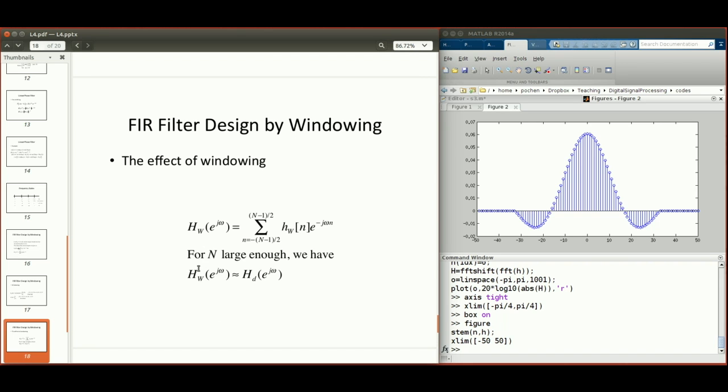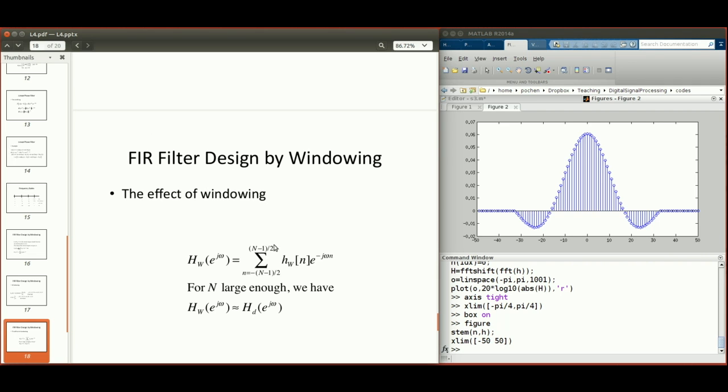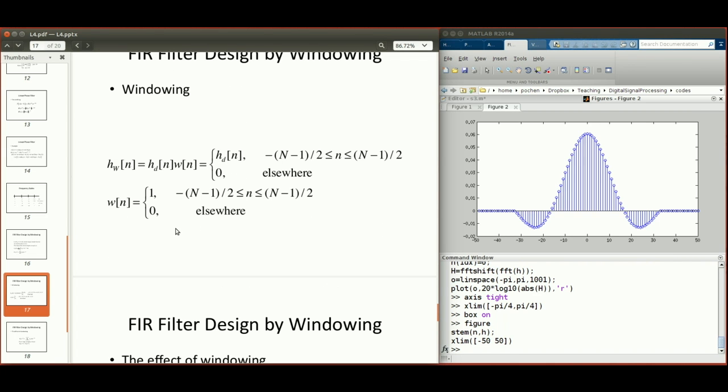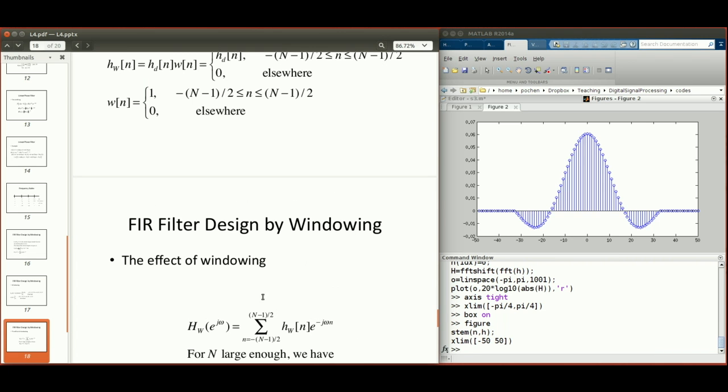Then, what's the effect of windowing, right? So let's bring this small hw back into the Fourier domain by just doing a Fourier transform, right? Since small hw is non-zero only within this range, your summation index can go from minus (big N minus 1)/2 to (big N minus 1)/2, right? So you can limit the range of the summation because it's non-zero only within this range, right?